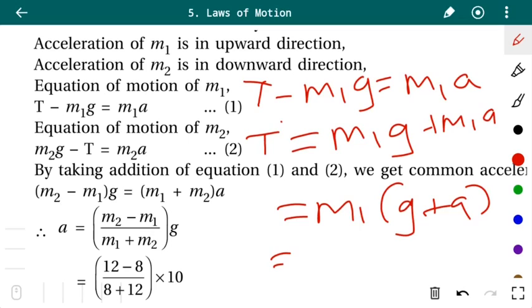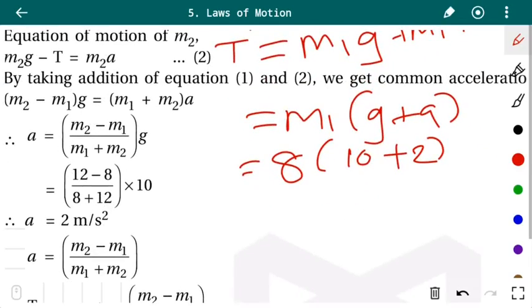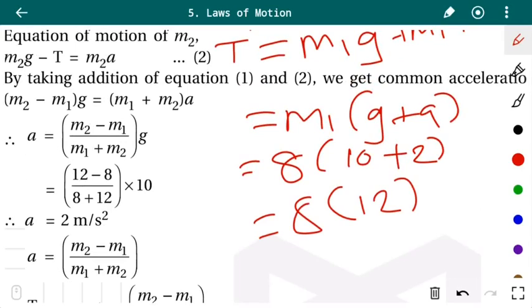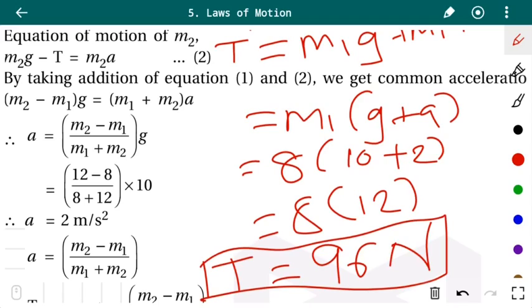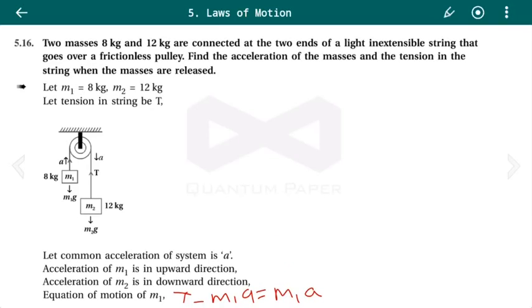Here m1 is 8, g is 10, acceleration is 2. So that will be 8 into 12, that is 96 Newton. So tension equals 96 Newton. This is the shortest way for finding the tension. You can apply the acceleration value in either equation 1 or equation 2, and you will get the value of tension. So students, you may note down this numerical.